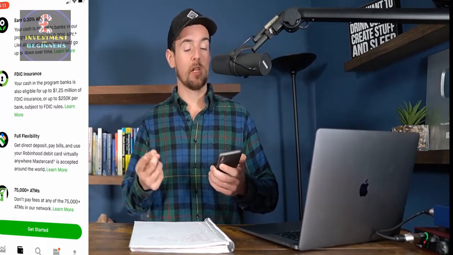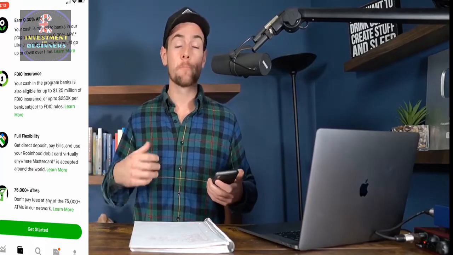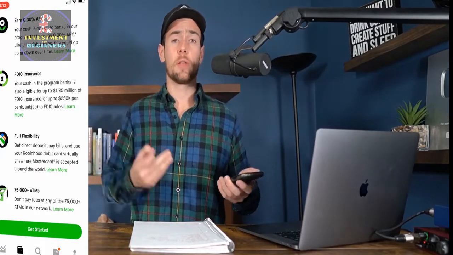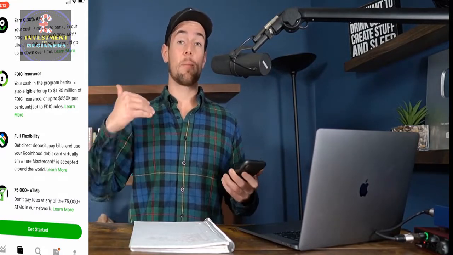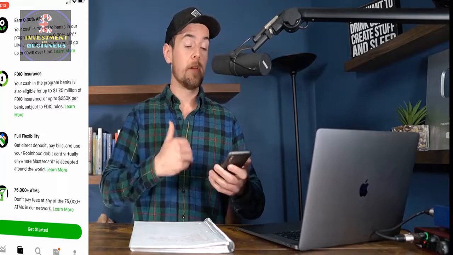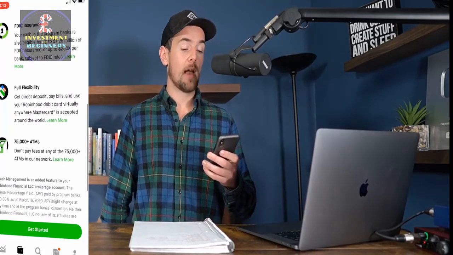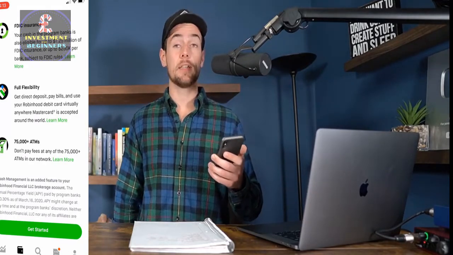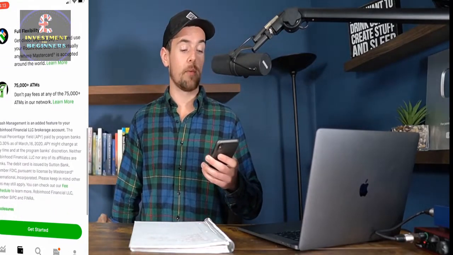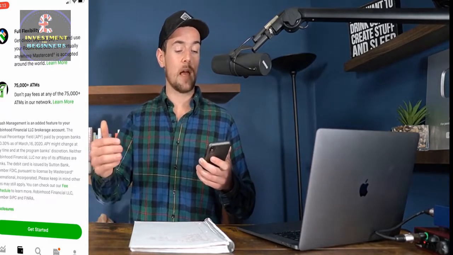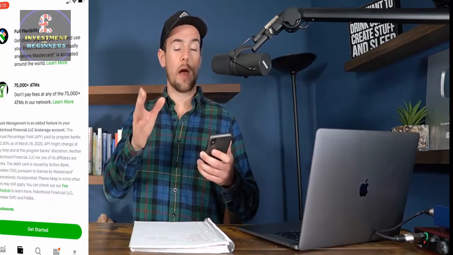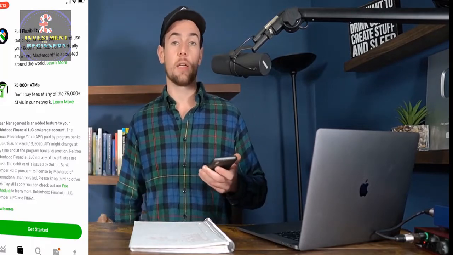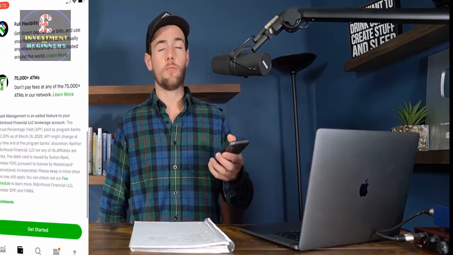Now, with that cash management account, you're going to get a couple of different things. First of all, it currently pays 0.3% APY, which is about 6 times higher than the national average, which is 0.05% APY. So if you're looking to maximize the interest from your savings, this may be an option to explore. It's also FDIC insured through their custodial bank up to $1.25 million. And you have full flexibility here for doing direct deposit, paying bills, and they also offer a virtual Robinhood debit card if you want to use the checking account as well. And you will have fee-free withdrawals from over 75,000 different ATMs.